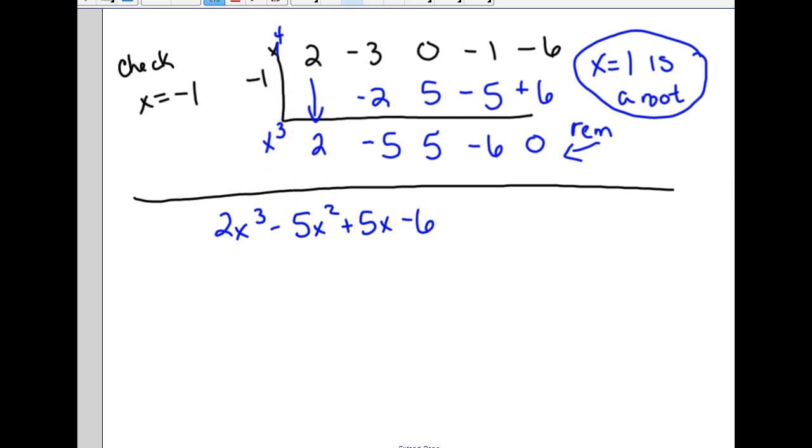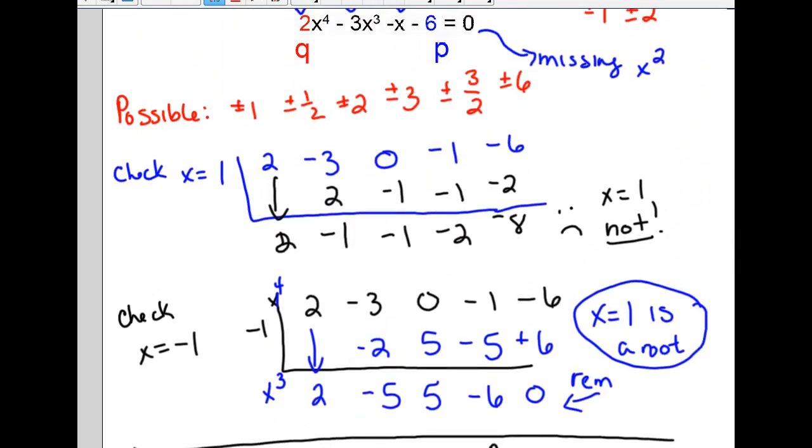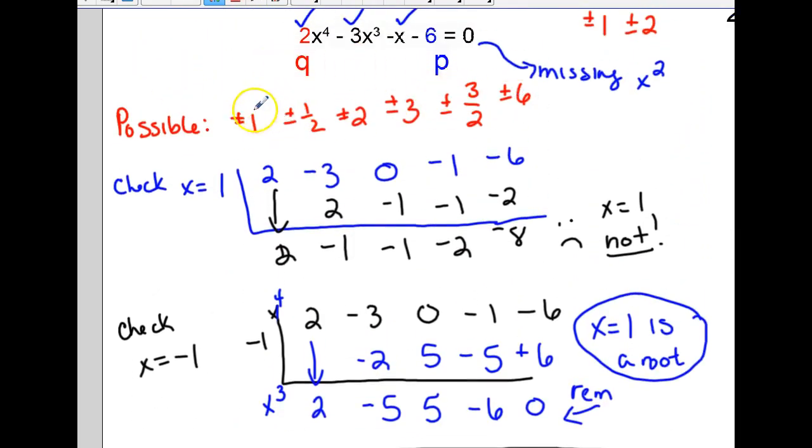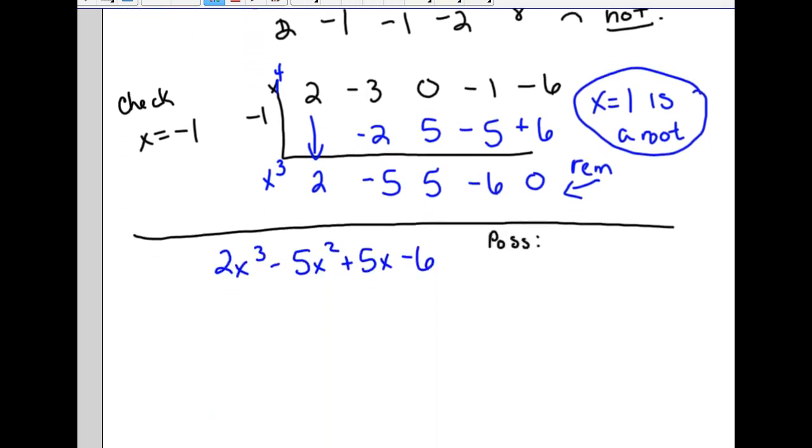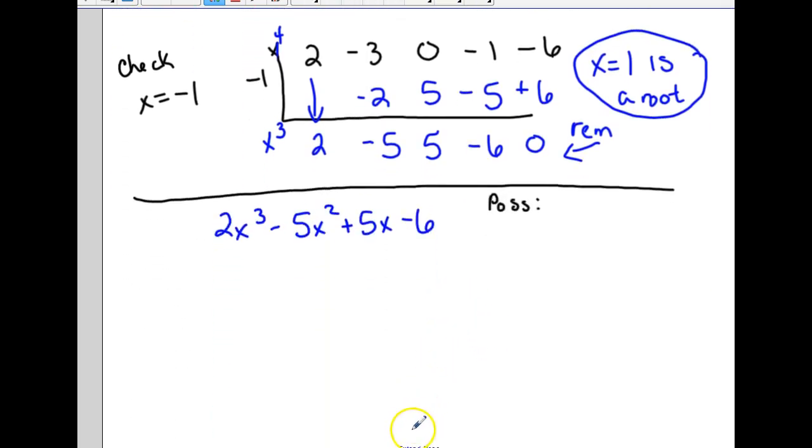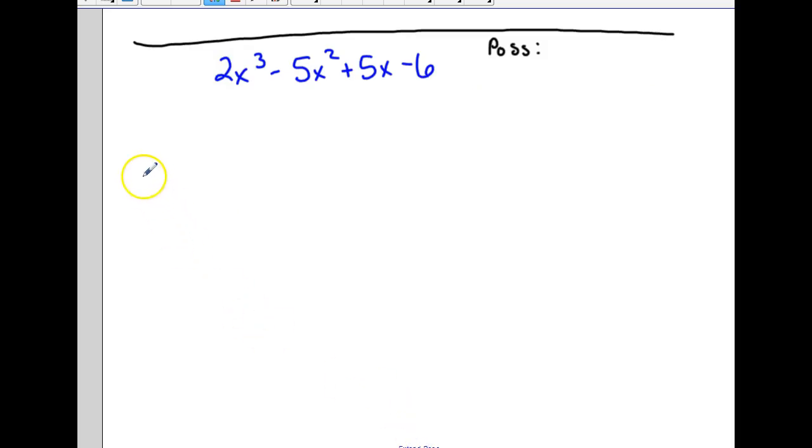And we're going to have to start all over again and look at all those possible roots. So my possibilities are going to be my same list as before. So I still have a 2 and a 6. My same list as before is right up here. Okay, so I'm going to try with a positive 1 again. So we're going to try x equals 1.